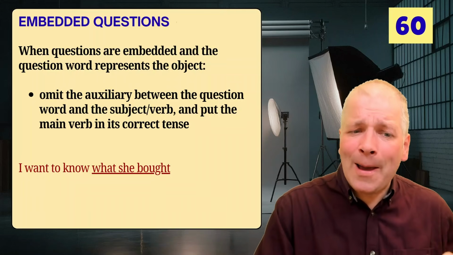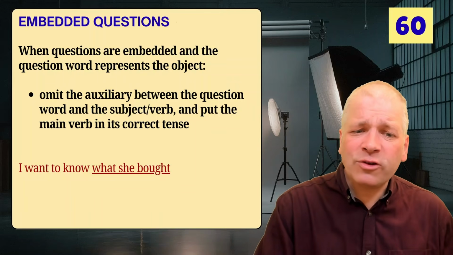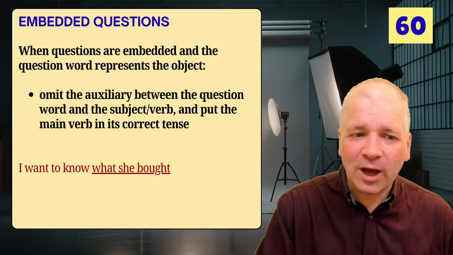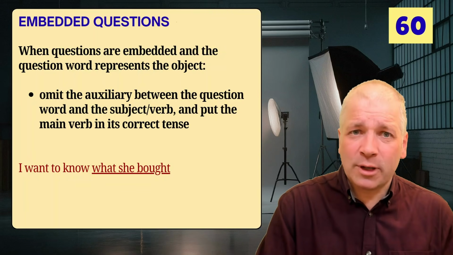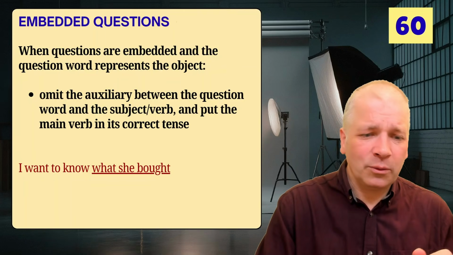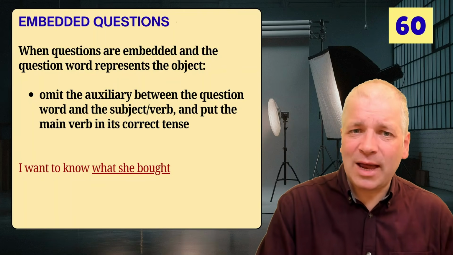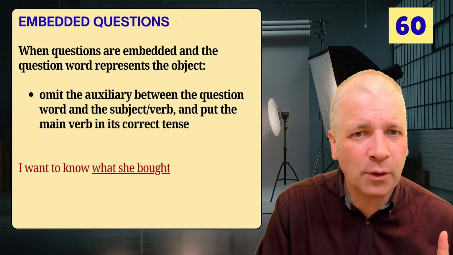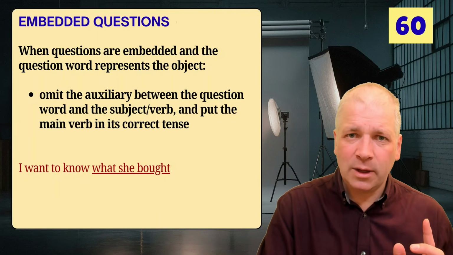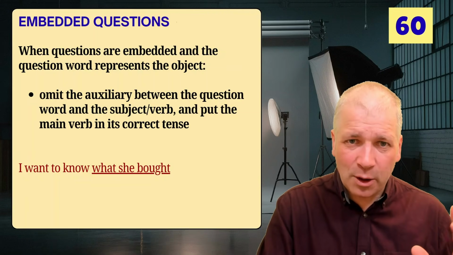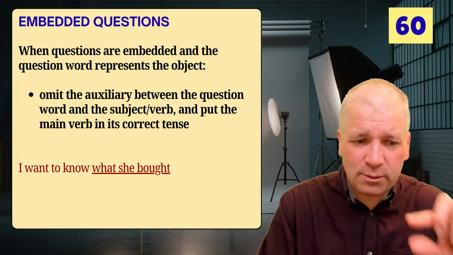Now here's some more on embedded questions. When questions are embedded and the question word represents the object, omit the auxiliary between the question word and the subject verb and put the main verb in its correct tense. And that's what we did in lots of the examples on the previous slide. Now, that's a lot of words, so perhaps it may be better to look at the example here.